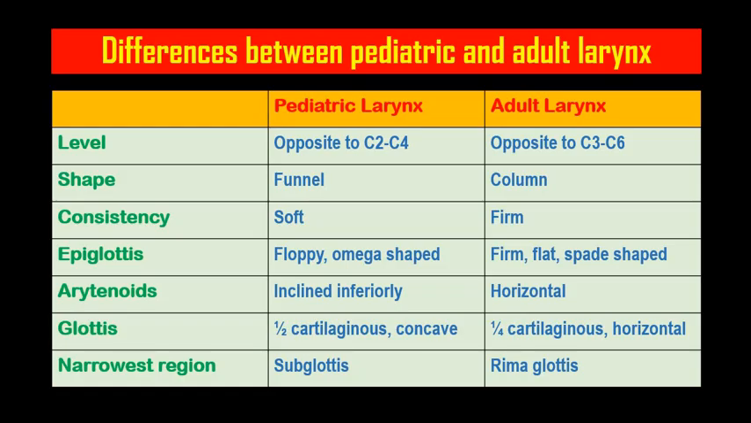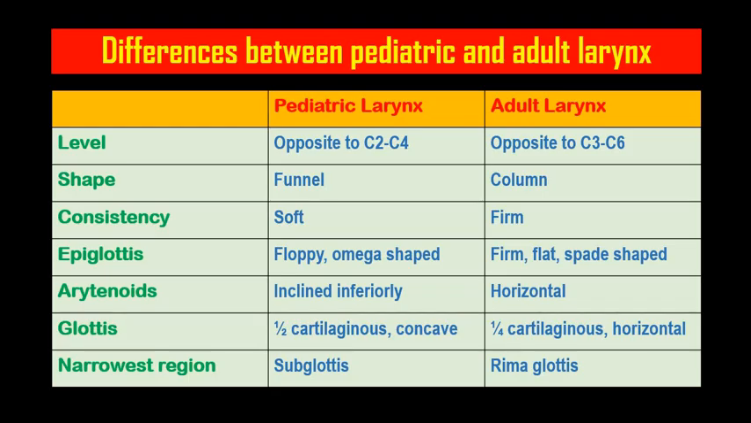It is slightly above the adult larynx, which lies opposite to C3-C6, because the child has to suck the breast milk and they have to breathe. Therefore, it makes it easy for them to breathe as well as suck together. The shape of the larynx in the pediatric group is funnel shaped, whereas the adult larynx is column shaped. Therefore, the narrowest portion in the pediatric larynx is the subglottic region.